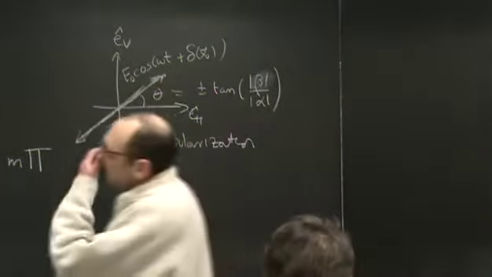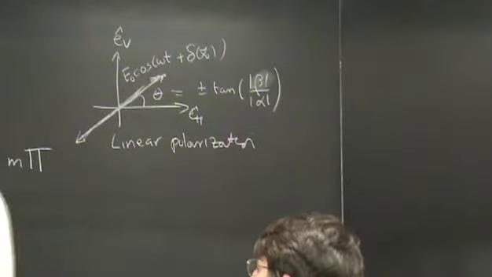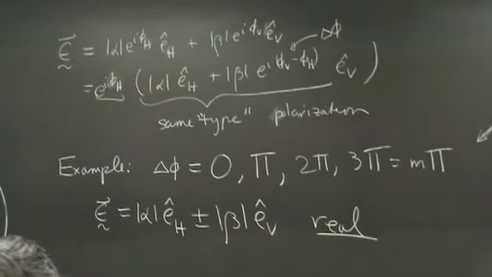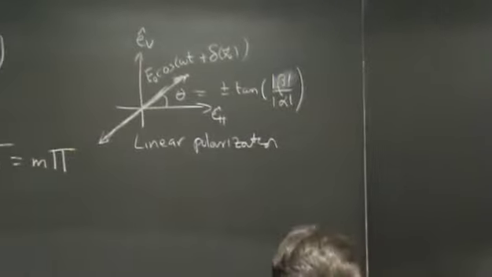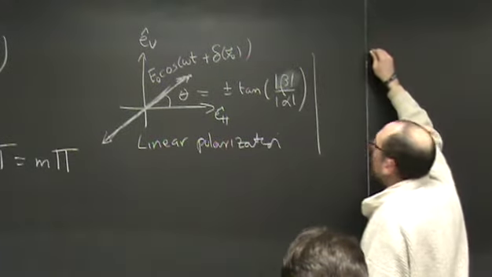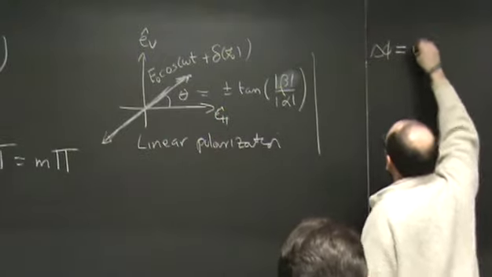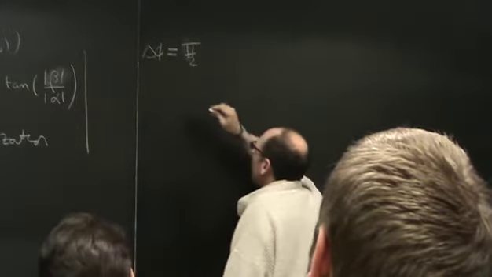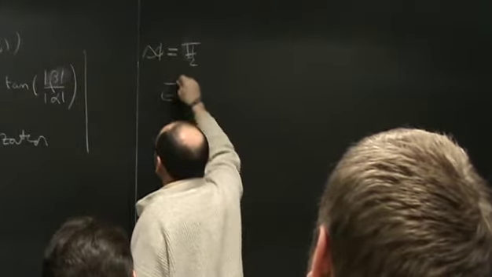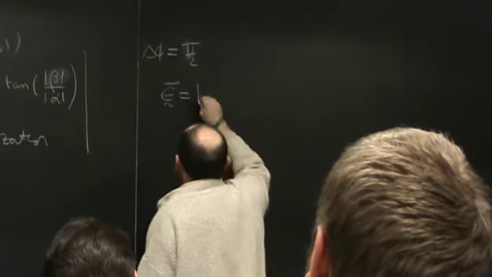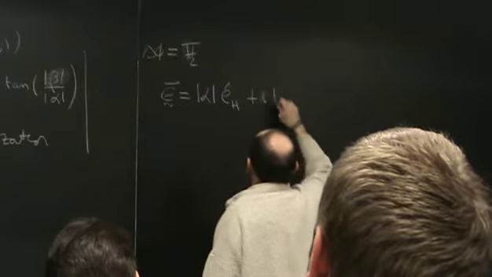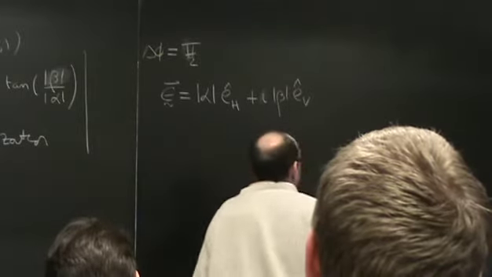Okay, so if the polarization vector is a real vector up to an overall phase, it's linear. And the direction of that linear polarization depends on its decomposition into these vectors. On the other hand, if delta phi is equal to, say, i, or pi over 2, excuse me, then the polarization vector is equal to alpha E_H plus i beta E_V. Sorry.